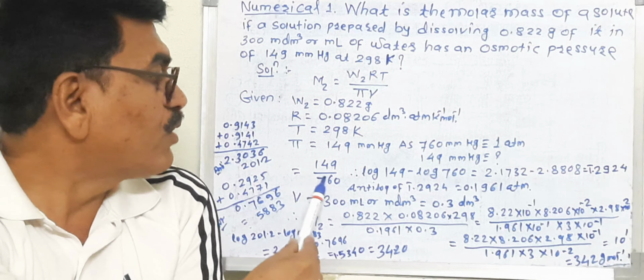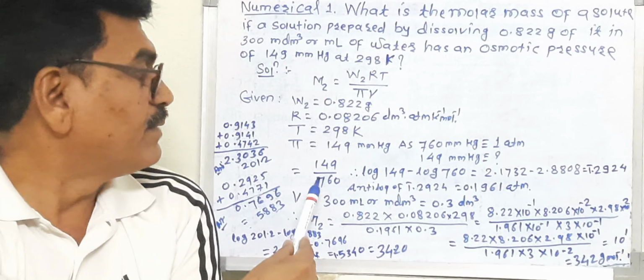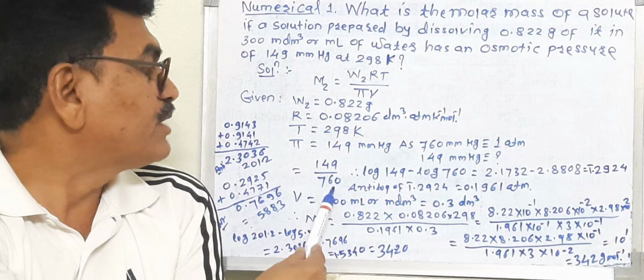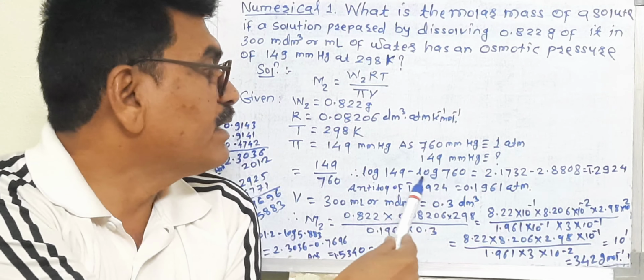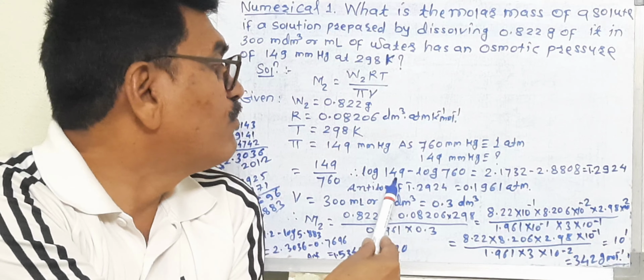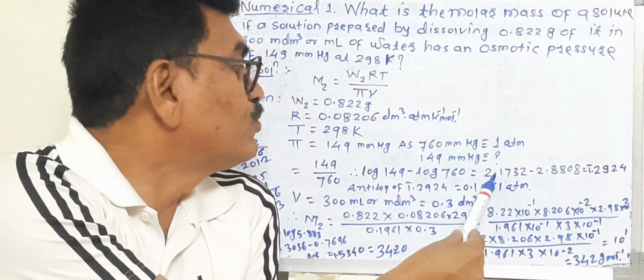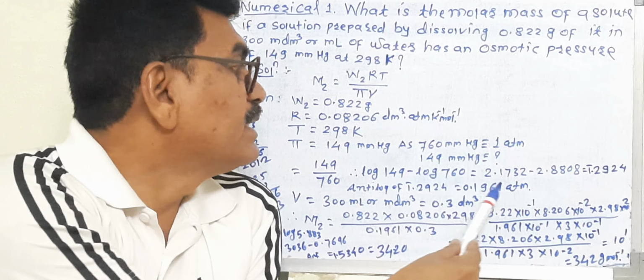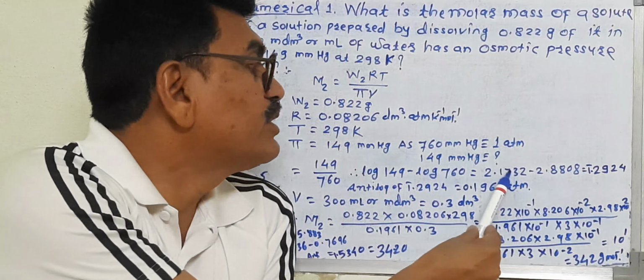So this can be solved with the help of the log table. We know log of 149 minus log of 760. I have written it here, look at this. By taking the logs, the characteristic of 149 is 2, and the log of 1.49 gives this value, 1732.